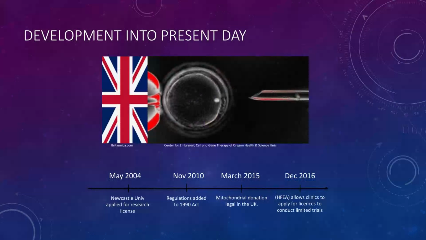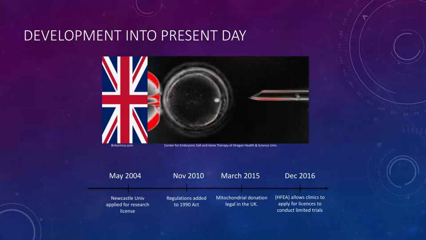In November 2010, the government was invited to consider exercising the regulation-making power added to the 1990 Act in order to make it possible for mitochondrial donation to be used as a clinical treatment. The 4th of March 2015 saw a historic event. The legislation was put in place to make mitochondrial donation legal in the UK. Critics of the technique have claimed the new law was rushed through and that there had been insufficient time to debate the issues.